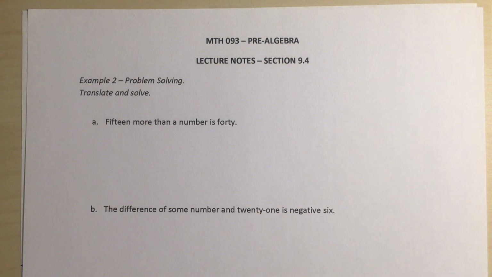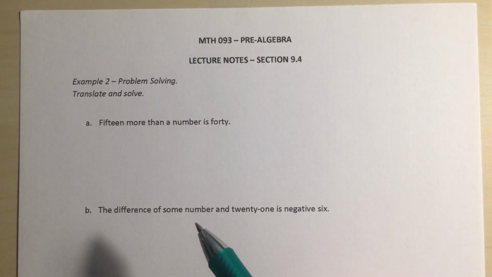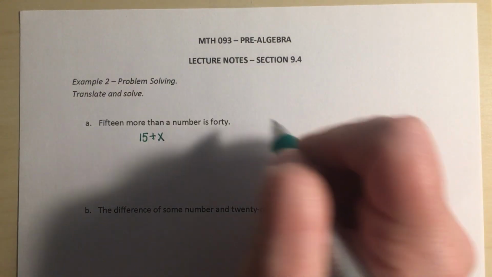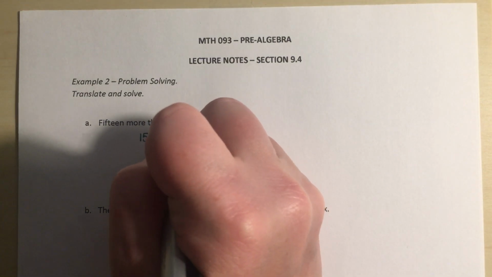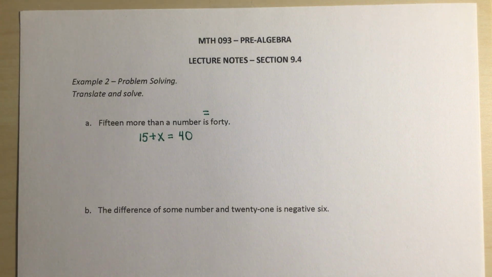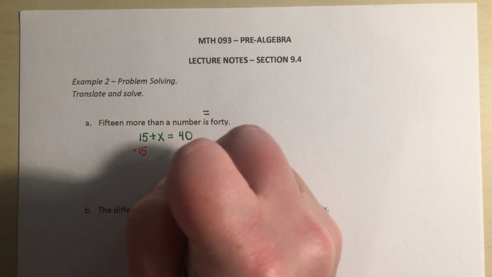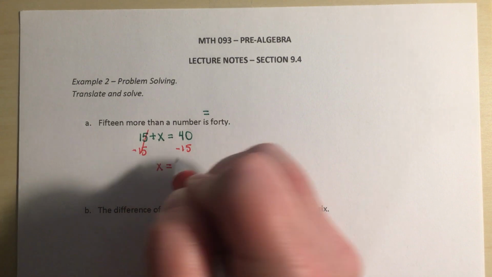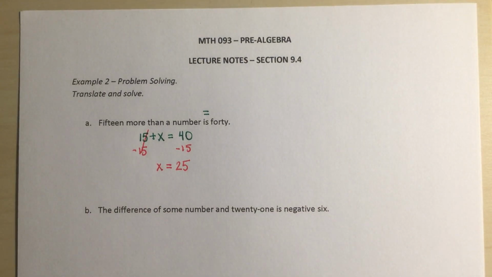So if we look at this first one, for example, 15 more than a number is 40. All right, well, looking at the left side, 15 more than a number, that's going to be 15 plus x. Our "is" is our equals. So then we're going to have an equal sign in here, and then we're going to have a 40 on the other side. Now to solve this is a nice, quick, easy one step. Subtract our 15 from both sides to get our x all by itself. 40 minus 15 gives us 25. So x equals 25.